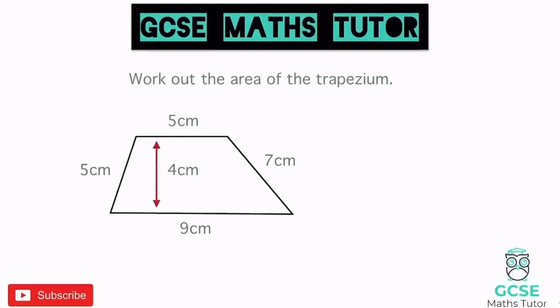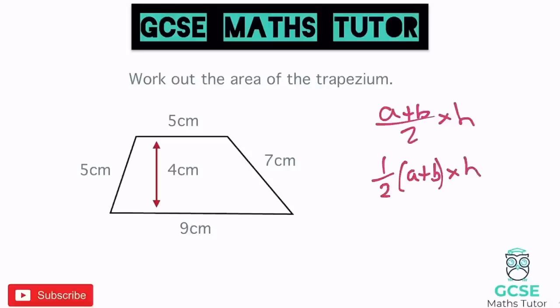Right, working out the area of a trapezium. There's a formula for the area of a trapezium. It's a plus b over 2 times by the height. Or it can be written in a slightly different way. You can say half a plus b, again times in by the height. Now a and b are the parallel sides, which in this case is the 5 and the 9. So we add those together to start with. So 5 plus 9. We halve that. So 5 plus 9 is 14. Half of it is 7.